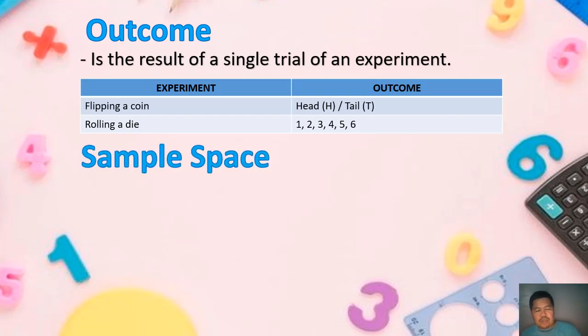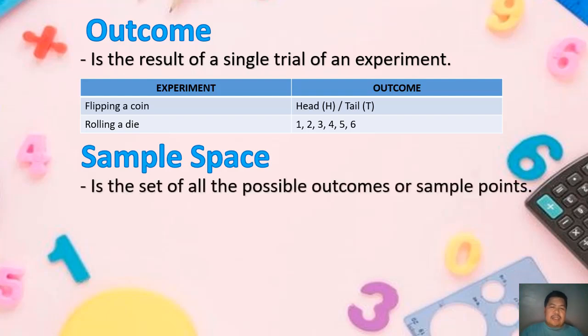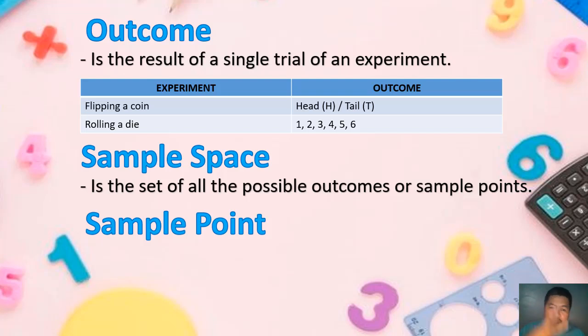Okay, now let's proceed to next, which is the sample space. Sir, ano naman po yung sample space? Sample space here is the set of all the possible outcomes or sample points. Sir, ano po yung possible outcomes? Lahat ng posibleng mangyari or lahat ng posibleng sagot, yun yung sinasabing sample space. For example, ilan yung sample space natin dun sa flipping a coin? Meron tayong dalawa. Tama. Sa rolling a die, ilan yung sample space natin? Meron tayong 6.